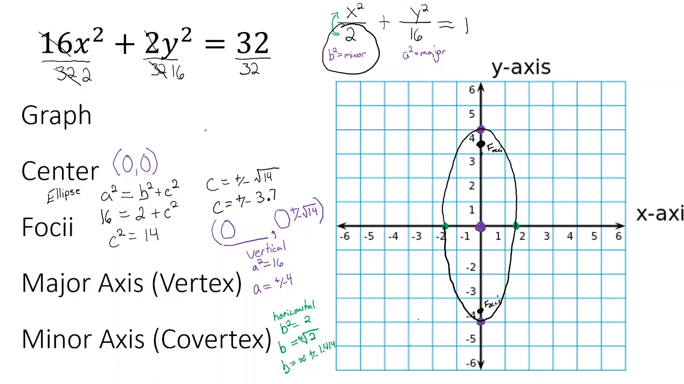Then if you wanted to simplify that, you could say the foci are at 0, plus or minus the square root of 14. Wouldn't hurt my feelings at all. All right, let's move forward.